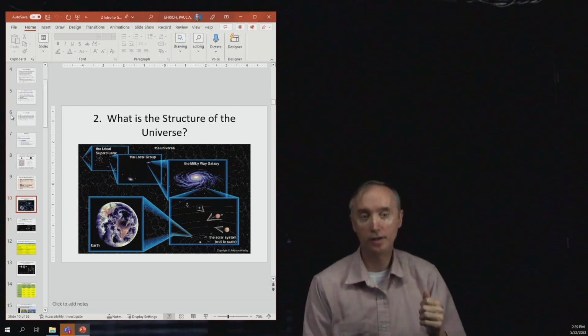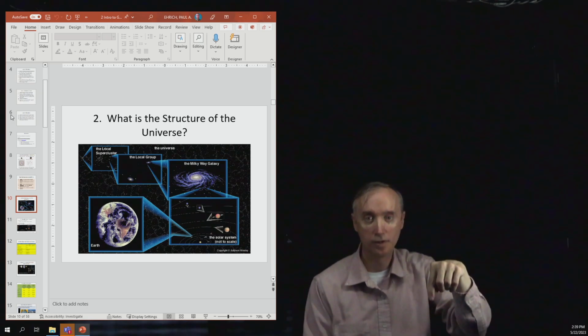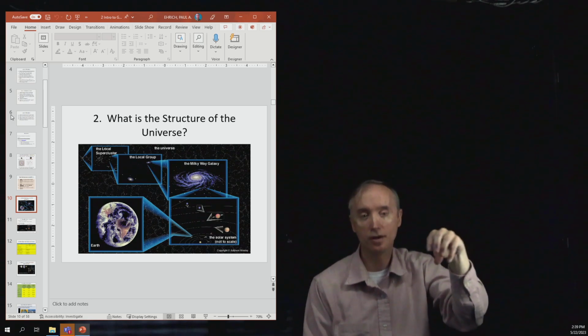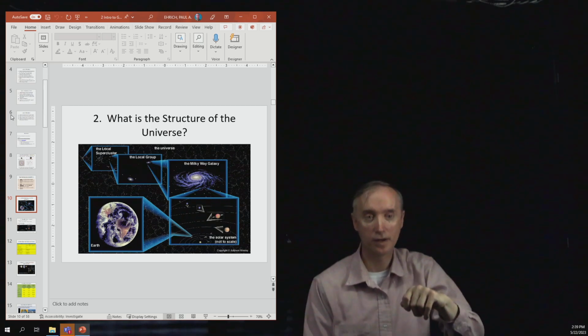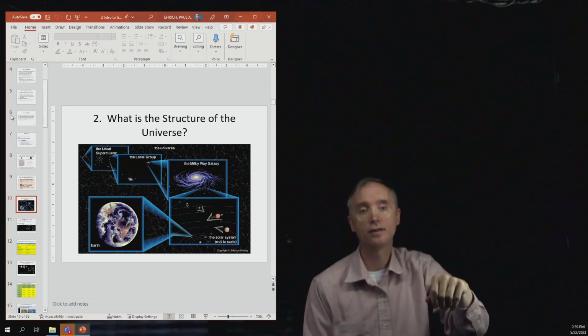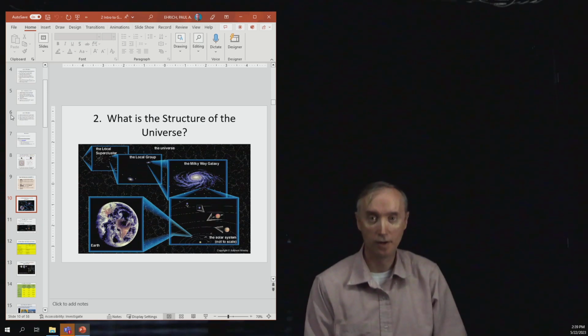So the point is, planets are part of solar systems that are in orbit around a star. Stars are members of galaxies. Galaxies are members of clusters of galaxies. Clusters of galaxies are members of superclusters of galaxies. And that is the overall structure of our universe.